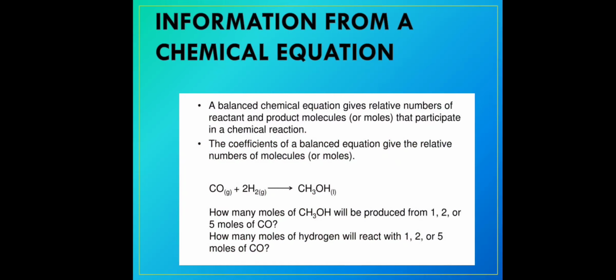Okay, the next topic is what information do we get from a chemical equation? So chemical equations give us the number of relative atoms taking part in the reaction and the products and the molecules that participate in the reaction. The coefficient of a balanced chemical equation gives the relative number of molecules or moles. This comes very handy in solving physical chemistry numericals later. So a balanced chemical equation is required to know how much quantity of which substance is required for the reaction.